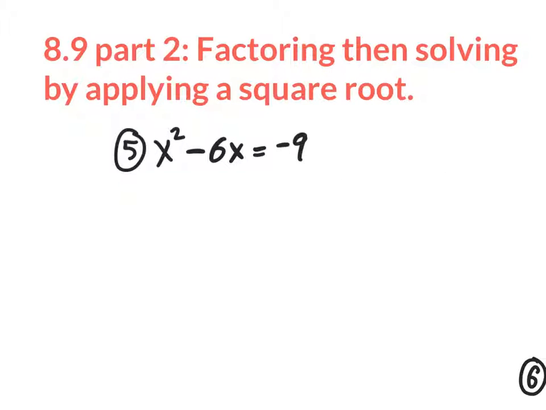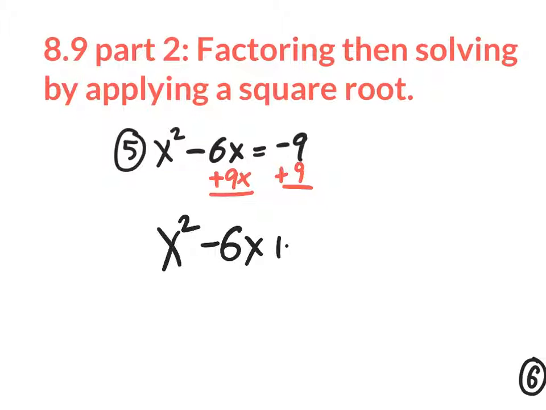How about this guy? What do I do first? Square root? Say again? Add the 9 to both sides. That'd be great. Why? Because we'd end up with a 0, which means that we're probably going to be able to use zero product property. So we have x squared minus 6x plus 9 equals 0.